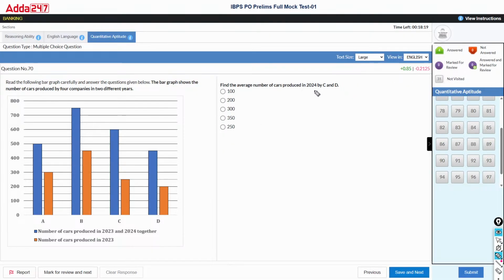Find the average number of cars produced by C and D in 2024. By C, it is 250 and 600, so 350. And by D, it is 200 and 450, so 250. So 300 is the average.